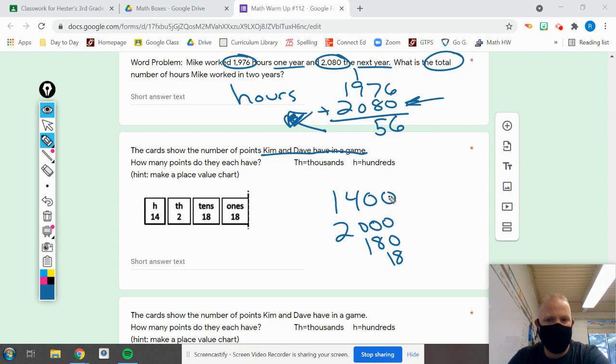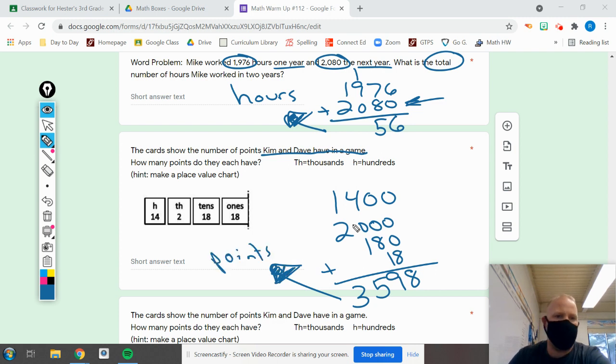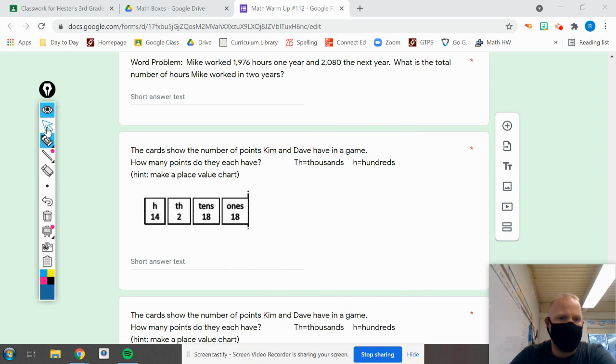So if you notice, I've added zeros for all these. So 100 should have 2 zeros, 1,000 should have 3 zeros, 10 should have 1 zero, and 1s have no zeros. So we're adding these all up. We have 8 plus 0, 0, 0. 8 plus 1, 9. 4 plus 1, 5. 1 plus 2, 3. Put the final answer here, but make sure you put points because it's a word problem. If you need the notes, pause the video.